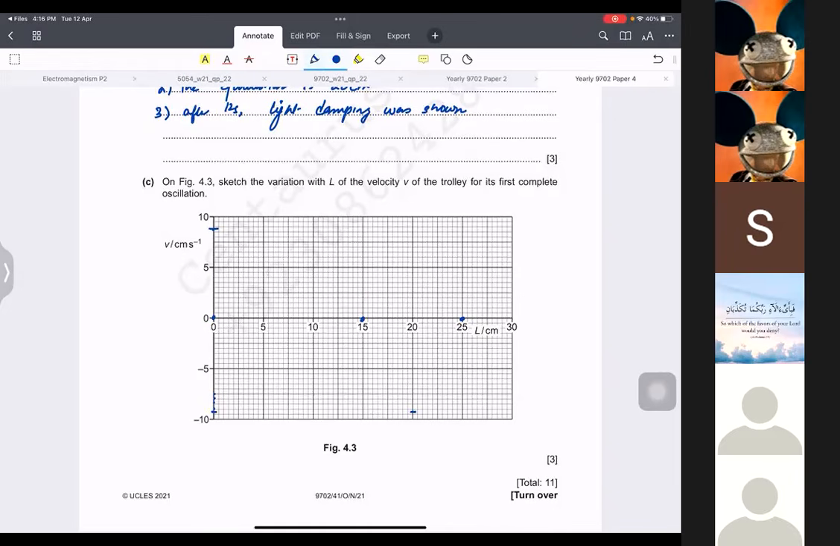And when the length is 20, the speed is higher, so I think right here. And then at 15 it's 0. So it should be like this. It should be like this actually. Is it clear? It will form a circle.